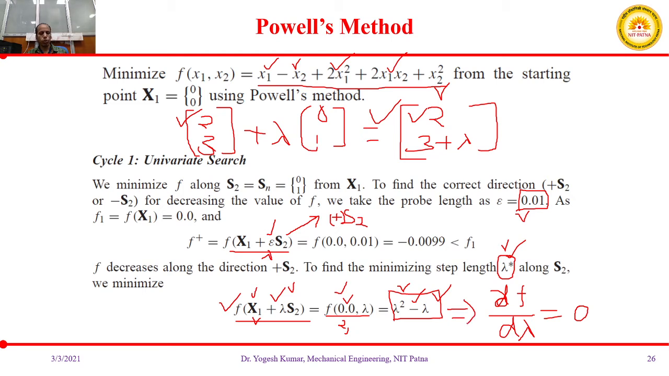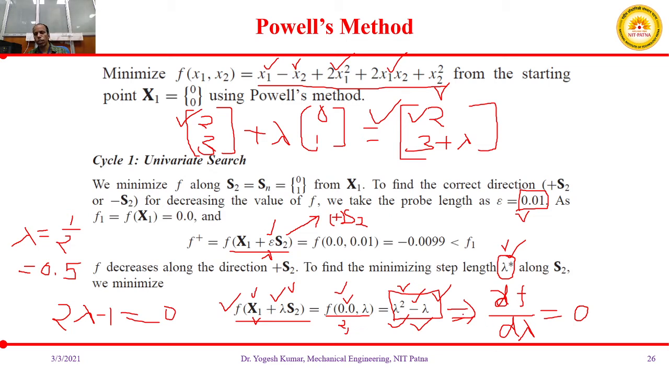Okay, in order to get the maximum value, or sorry, minimum value of any function, what we actually do is take the derivative of that particular function and equate it equal to 0. If you equate it equal to 0, what will be the value? 2 lambda minus 1 equal to 0, which will become lambda equal to 1 by 2 or 0.5. Is this step clear? This step will be done repeatedly.